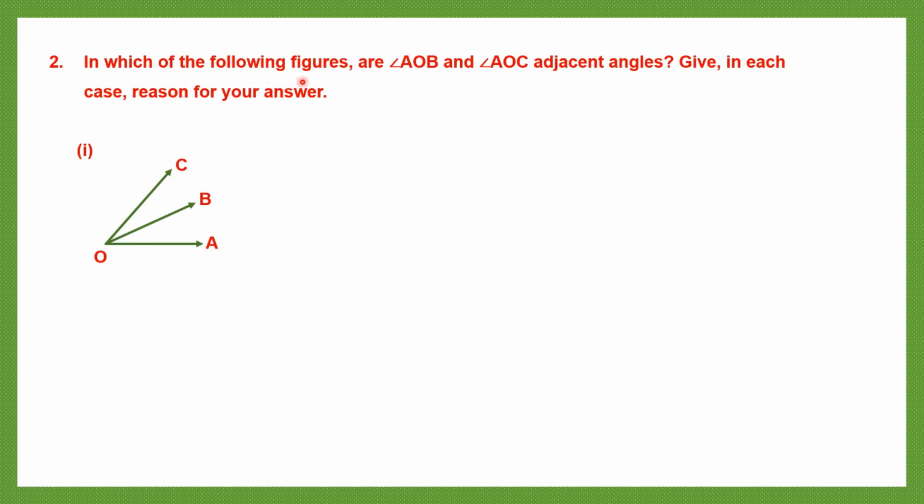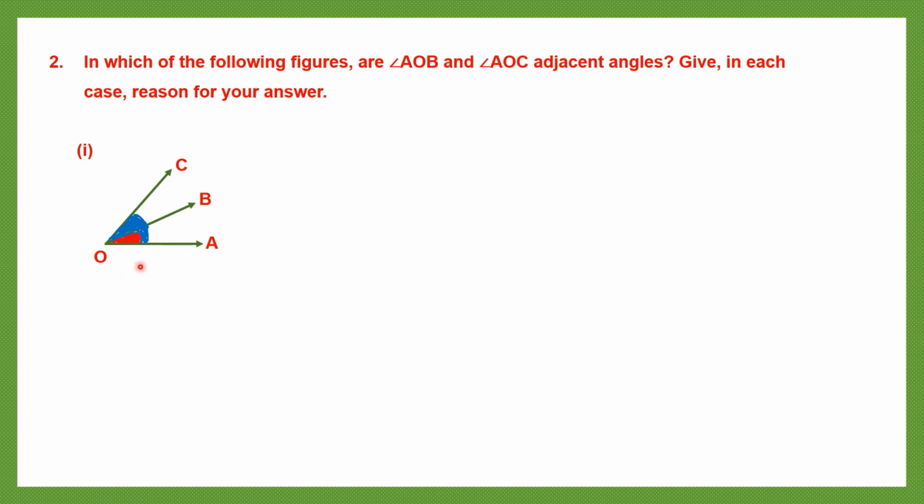Question 2. In which of the following figures are angle AOB and angle AOC adjacent angles? Give in each case reason for your answer. So here we have two angles AOB and AOC. Let's mark them. So AOB, this is the angle that is marked in red. Now angle AOC is the angle that is marked in blue including the red portion. So that is the bigger angle. AOC is the bigger angle and AOB is only that red portion which is a smaller angle.